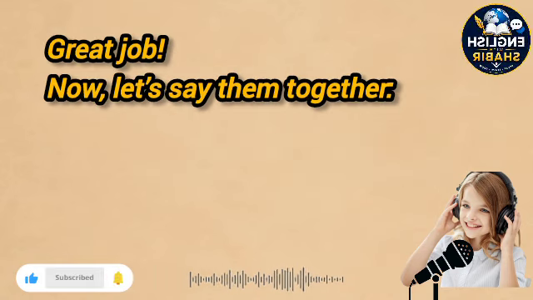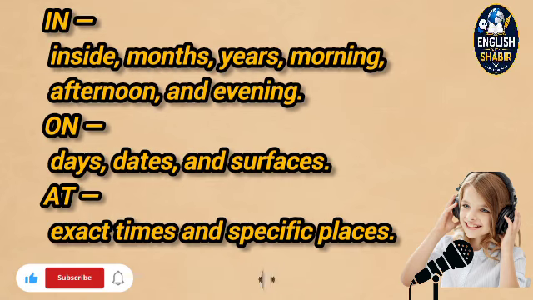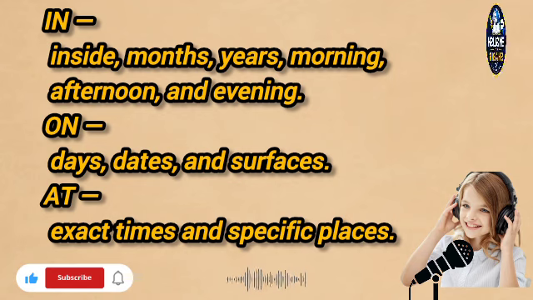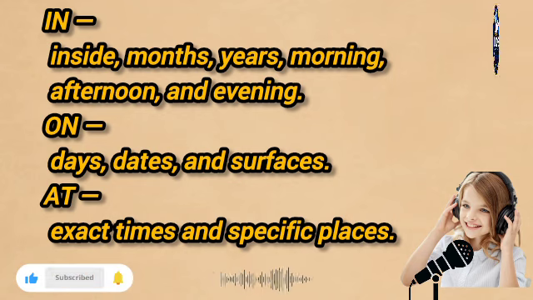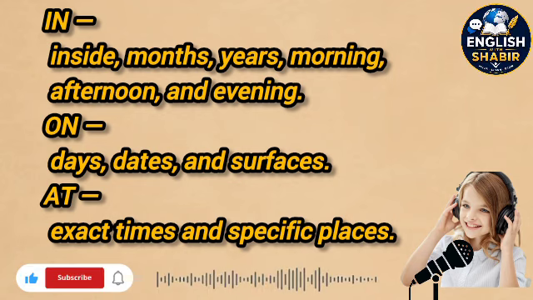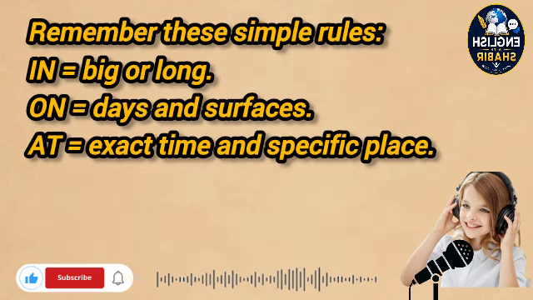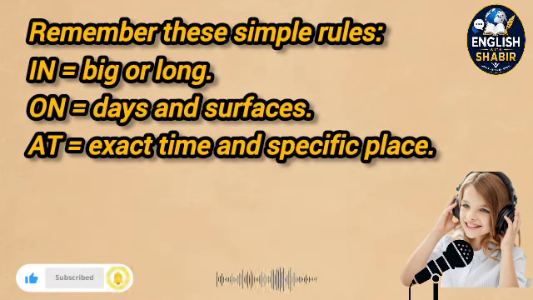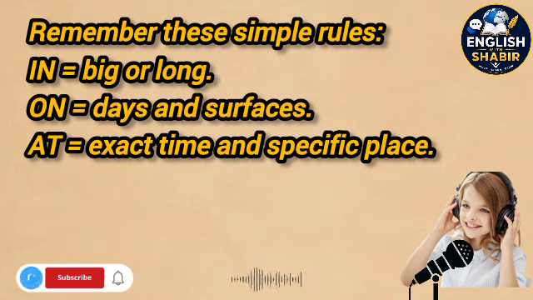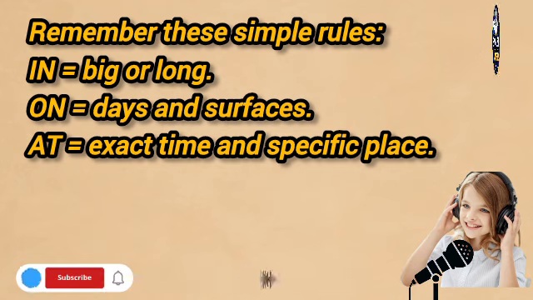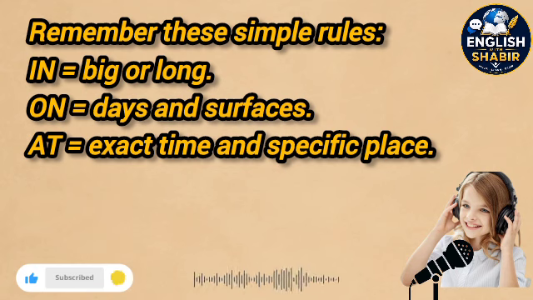Now, let's say them together. IN, inside, months, years, morning, afternoon, and evening. ON, days, dates, and surfaces. AT, exact times and specific places. Remember these simple rules. IN equals big or long. ON equals days and surfaces. AT equals exact time and specific place.